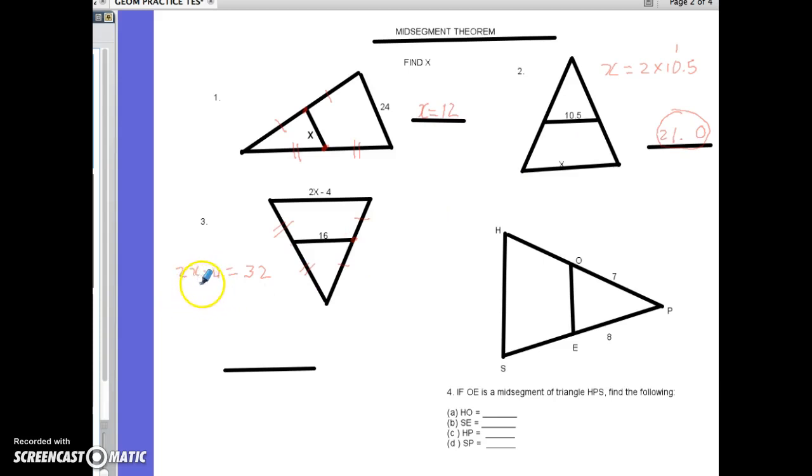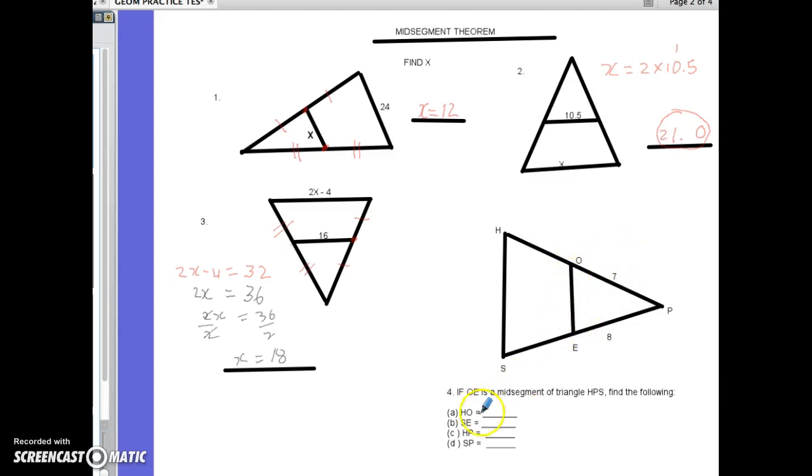So we add 4 to both sides. We get 2x is equal to 32 plus 4, which would be 36. Divide both sides by 2, and we get x is equal to 36 divided by 2, which would be 18. Here's one which is a little bit different, but just really emphasize another feature of the mid-segment.